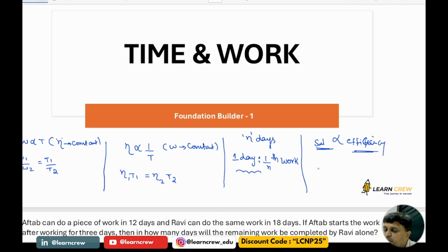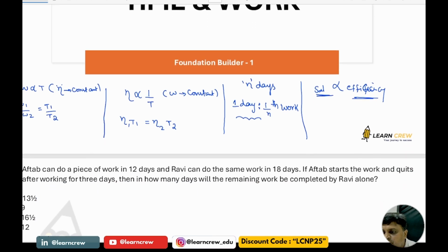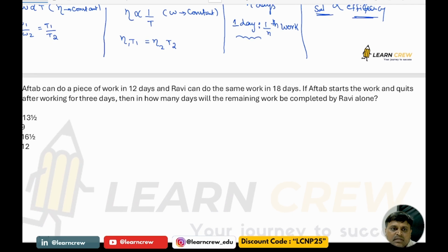For example, two persons have taken 4 hours and 6 hours to complete a work. Thereby, the times taken are in the ratio 2 is to 3. When times taken are in the ratio 2 is to 3, their efficiencies will be in the ratio 3 is to 2 to complete the work. So this basic understanding you need to have in time and work. Now, let us see some questions, and while discussing questions, I will tell you more techniques.